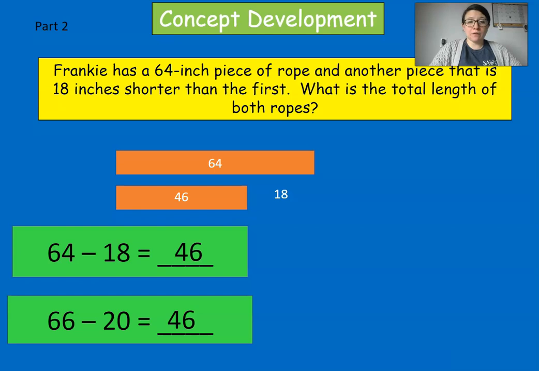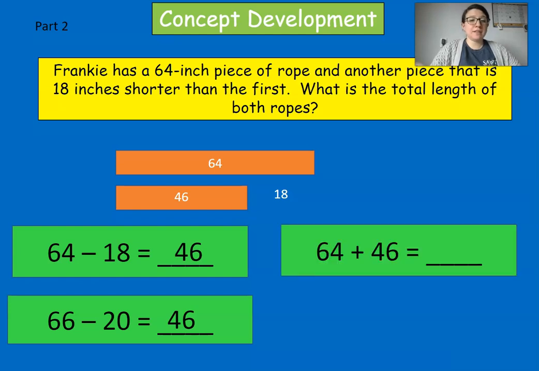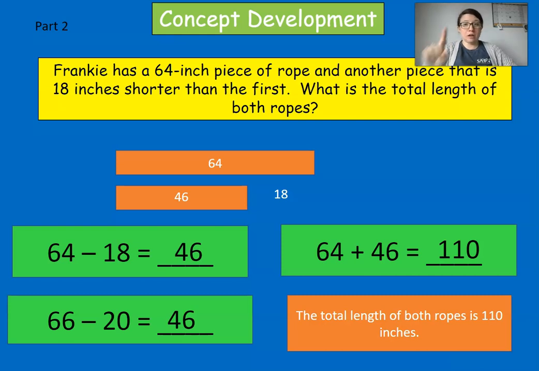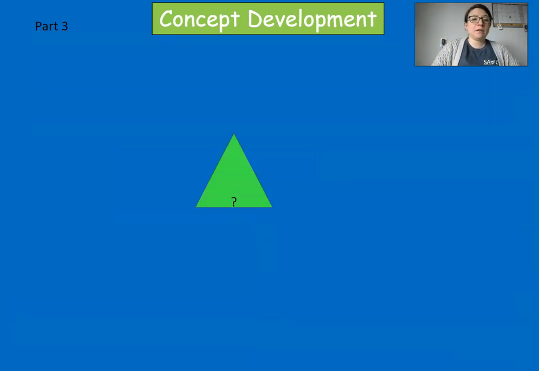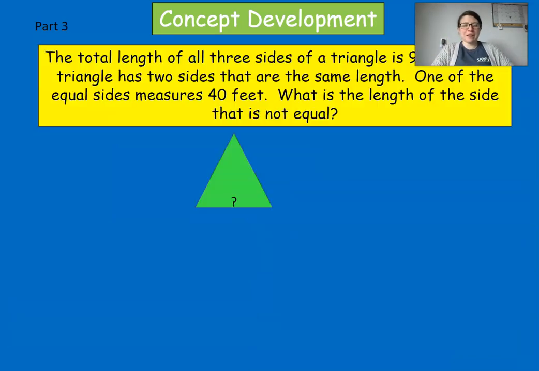So we know that the first rope is 64, the second rope is 46. We got to add them together to figure out the total length. Pause, add them together, tell me the total length. Nice job. It's going to be 110 inches long. Don't forget your units. Not 110 yards, not 110 feet, 110 inches. Nice job. All right. I like this one a lot.